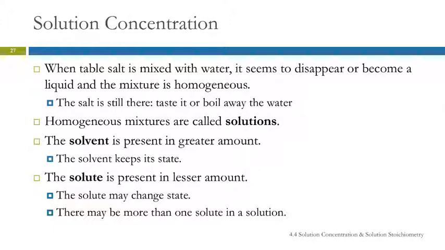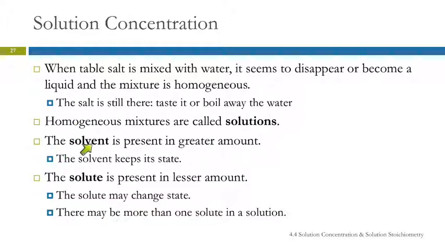It's uniform in composition. The salt is still there. You can taste it. If you were to heat the water and boil the water away, the salt would be left behind. So the salt hasn't really changed. It's just mixed with the water. So a homogeneous mixture like this is called a solution. In the solution, we have two parts, the solvent and the solute. Sometimes it can be tricky identifying which is which.